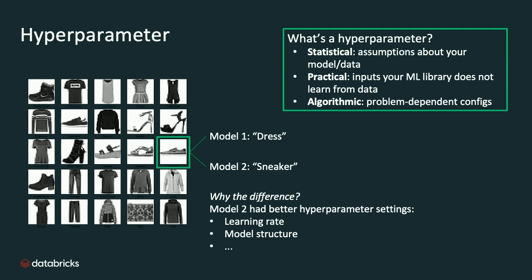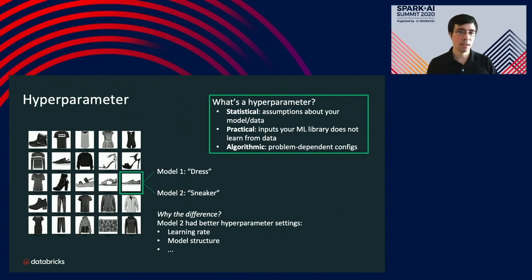So stepping back, what is a hyperparameter? Well, the statistical perspective, which I'd like to give, is assumptions you make about your model or data to make learning easier. From a practical perspective, this is inputs your ML library does not learn from data. There are a bunch of parameters in a model which the library does learn from data, but it also takes manual inputs. And I'll call those hyperparameters because they're knobs which can be tweaked. Some of these I would call algorithmic. These are more problem-dependent configs which may affect, say, computational performance or speed, but might not really be super related to the statistics or modeling perspective.